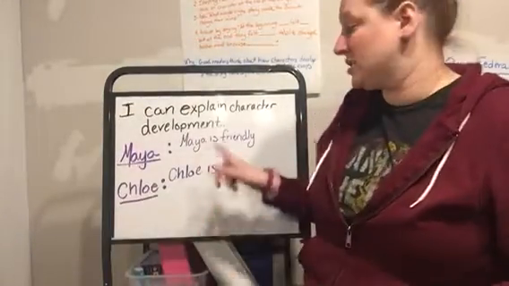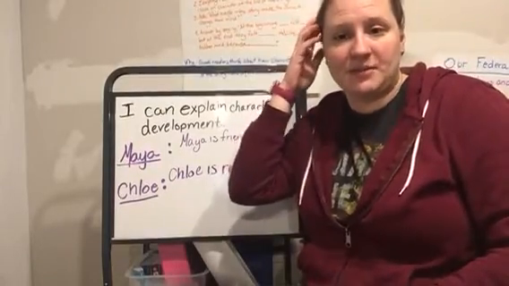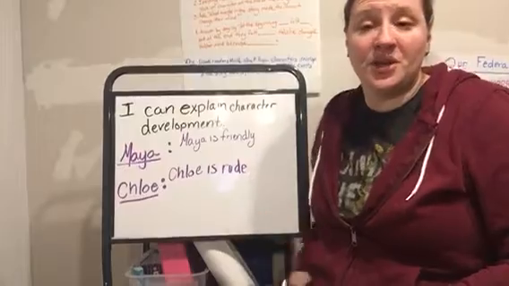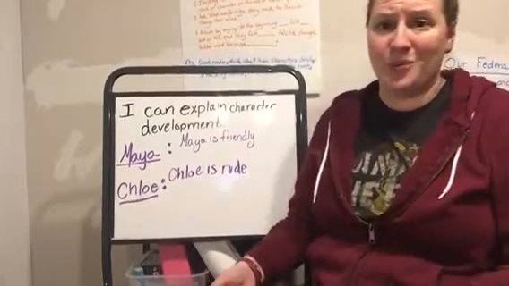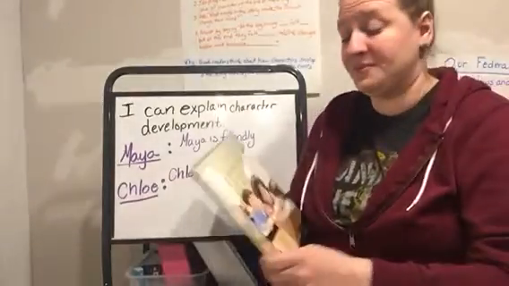So I'm thinking Maya, she's still friendly. She's asking them to go. She's going over there showing them her stuff and asking them to play. I'm thinking Chloe and her friends are still rude because they're like, no, we're not playing with you. Hope the story changes a little bit.